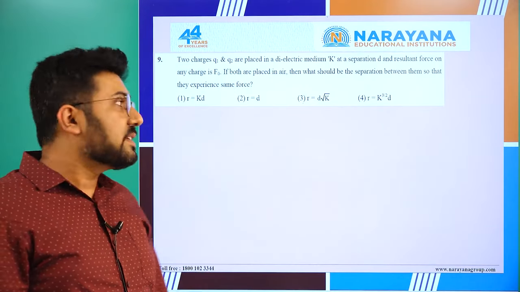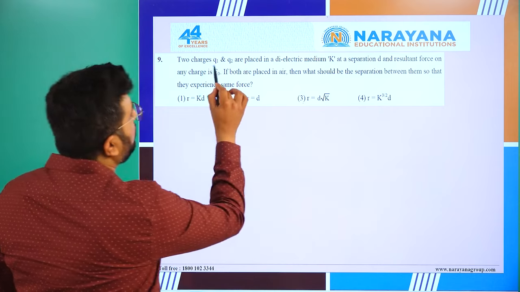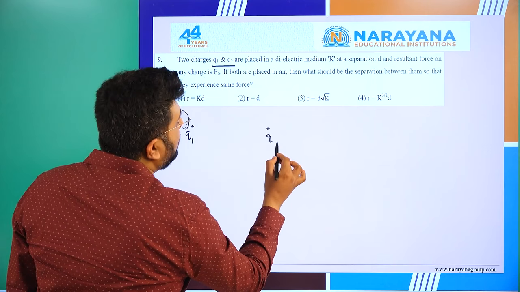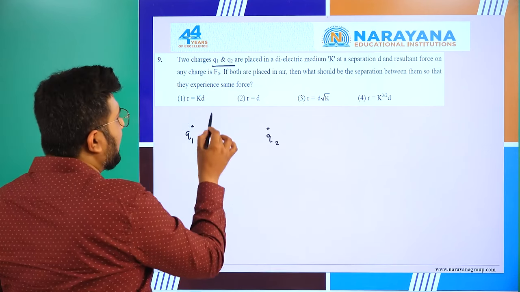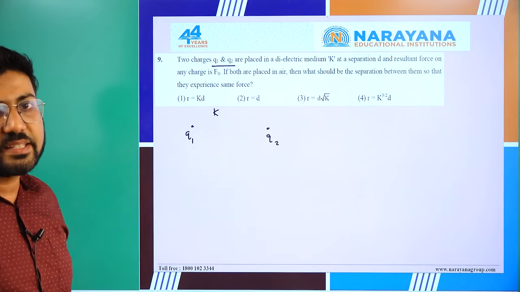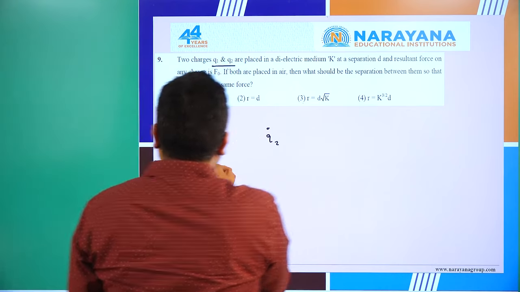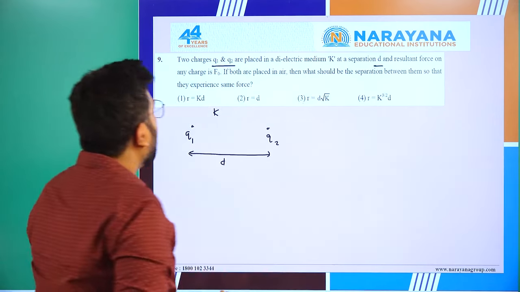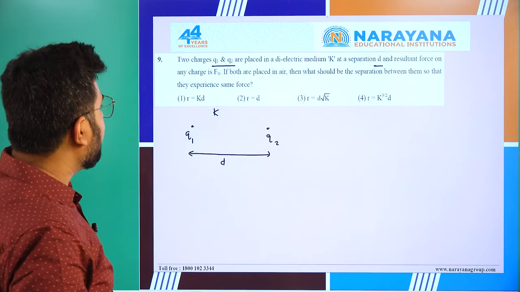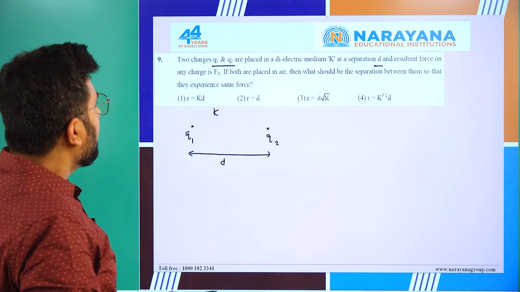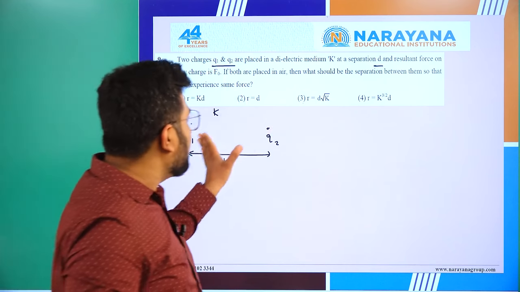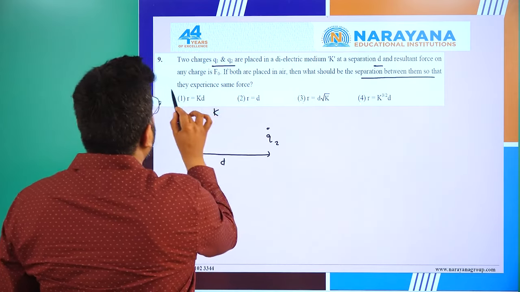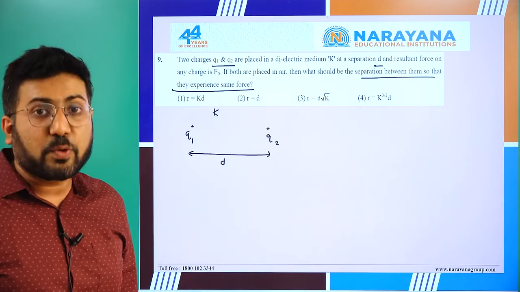In this question, it is given that there are two charges Q1 and Q2. So let's draw the two charges first, Q1 and Q2. Okay, and it is placed in a medium whose dielectric constant is K. And the separation between the two charges is given to you as d, and the resultant force on any charge is F naught. Now if both the charges are placed in air, then what should be the separation between them so that they experience the same force?